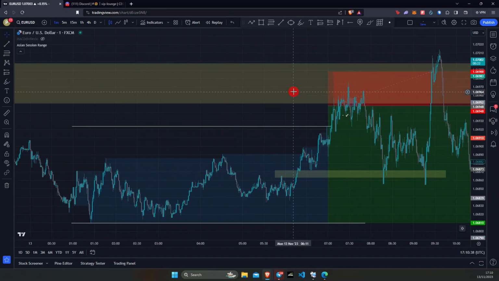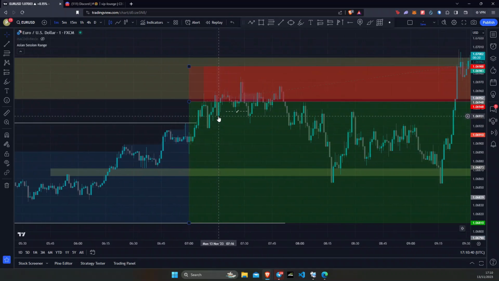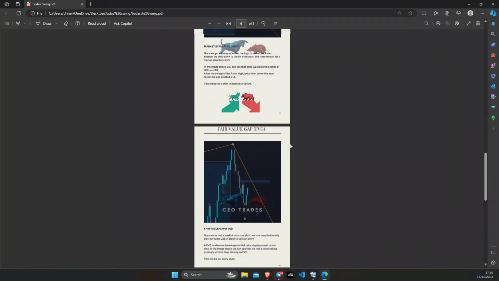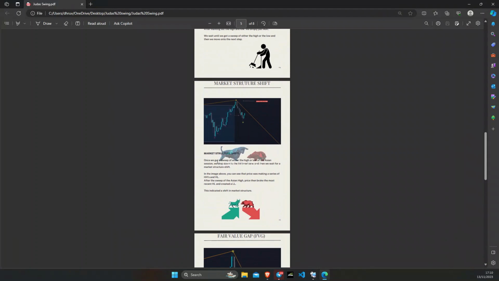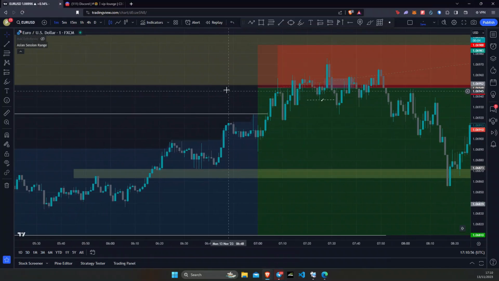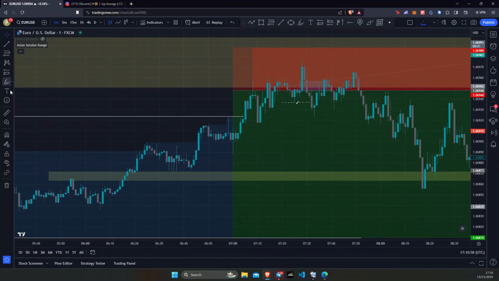So now that I've seen the sweep, I'm now waiting for a market structure shift because again, if we go back to the framework, our next step is that once we get a sweep of either the high or the low, we drop down to the 1 minute time frame and then we wait for a market structure shift, right? So let's take a look at this together so we can understand what I was also looking at.